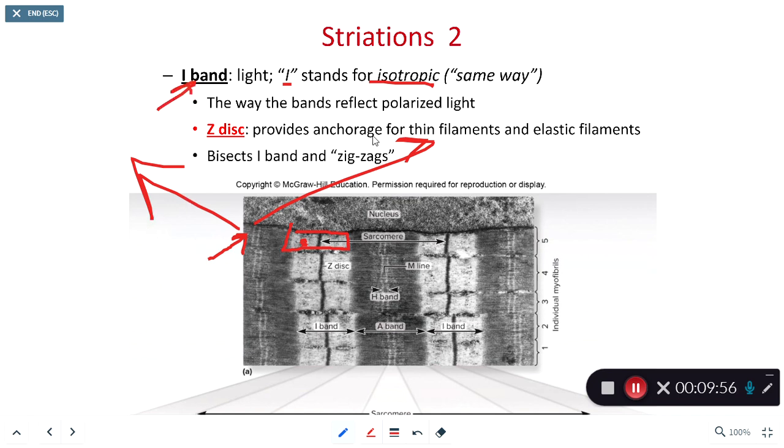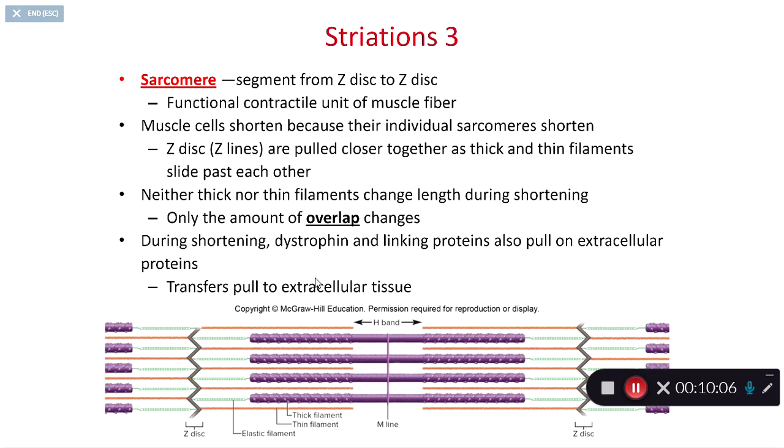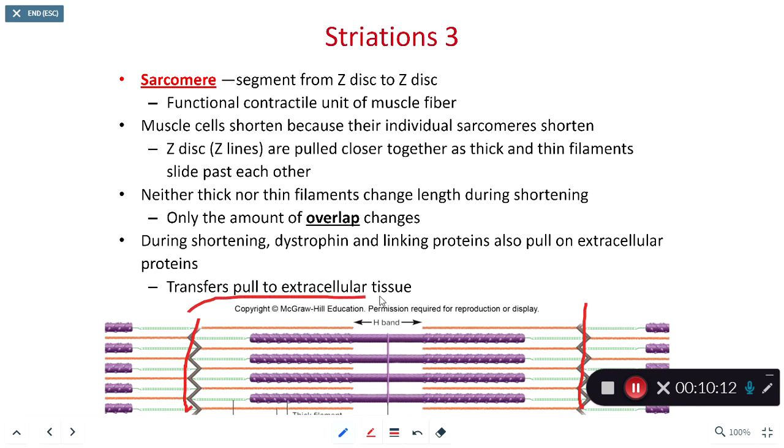I've already mentioned the Z discs, which are in the center of the I bands. One Z disc to an adjacent Z disc denotes a sarcomere. And now we focus on the sarcomere in more detail. So we have a Z disc here, Z disc here. This is one big sarcomere. I'm going to say this again. It's the functional contractile unit of a muscle fiber. This is where the action's at.